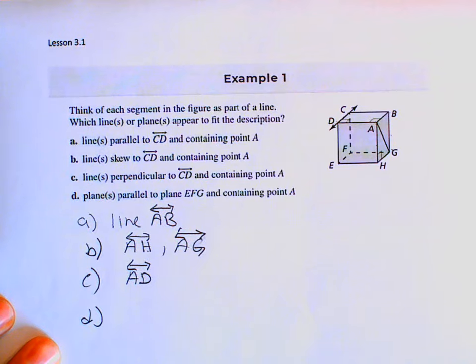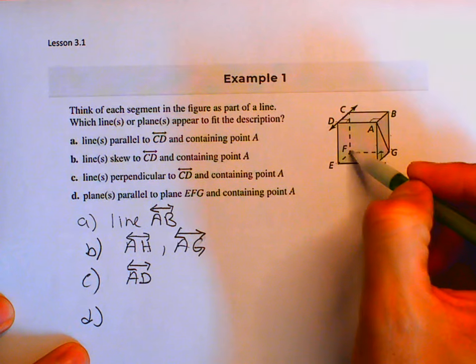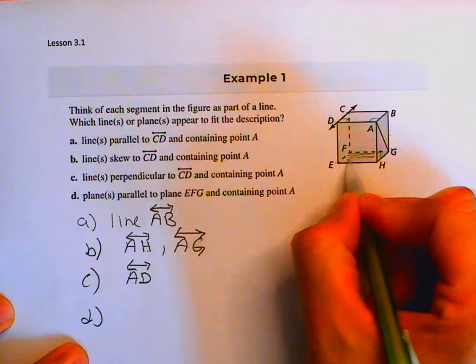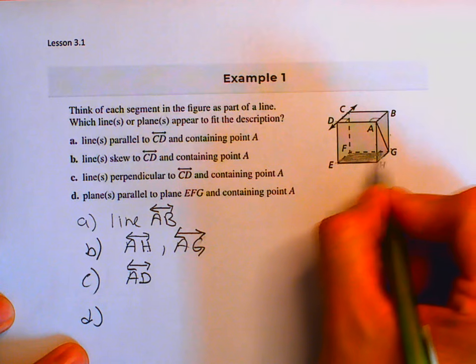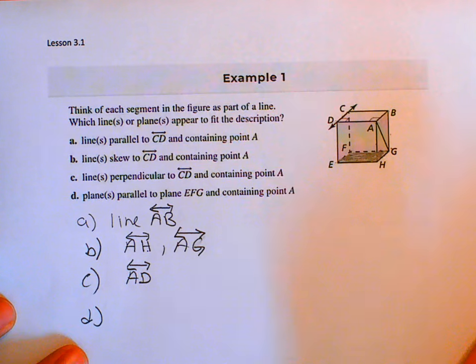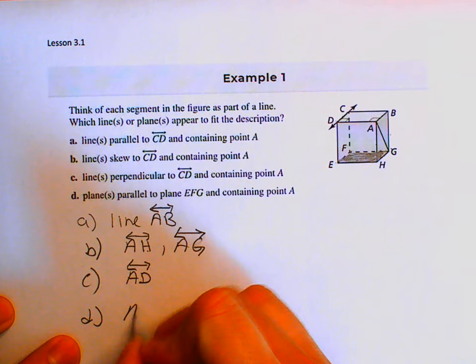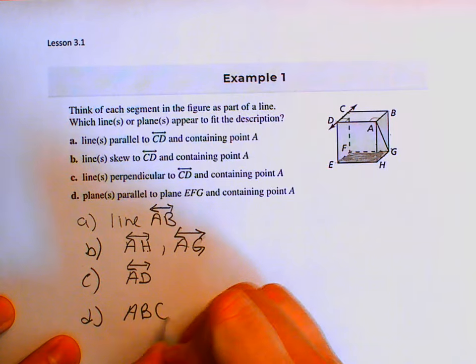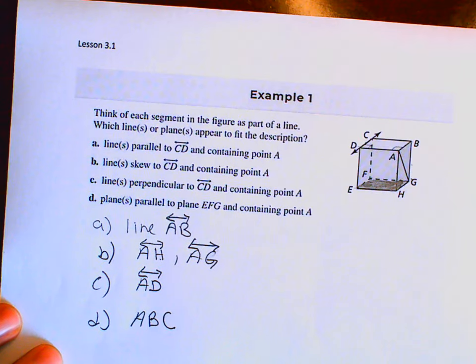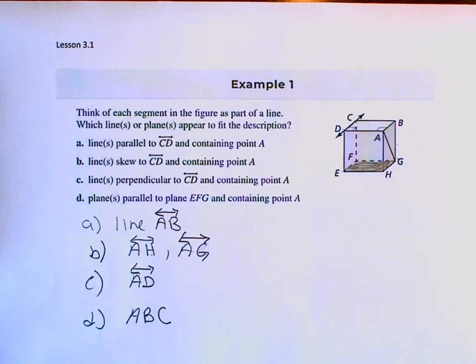Now, planes parallel to EFG and containing point A. Now, plane EFG, that's this bottom plane right here. So the only plane that is parallel to the bottom plane happens to be the top plane, and it contains point A. So the plane is ABC. So plane ABC is the plane that is parallel to the bottom plane. And that's example number 1. Let's look at example number 2.